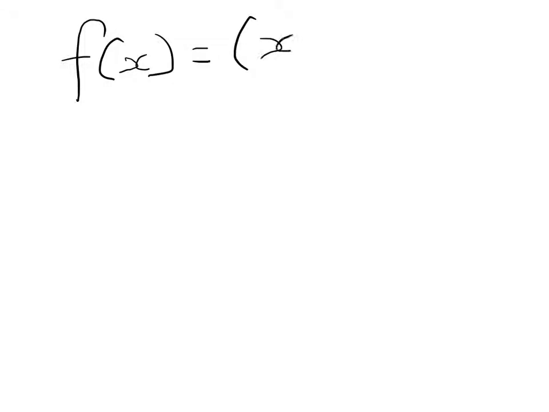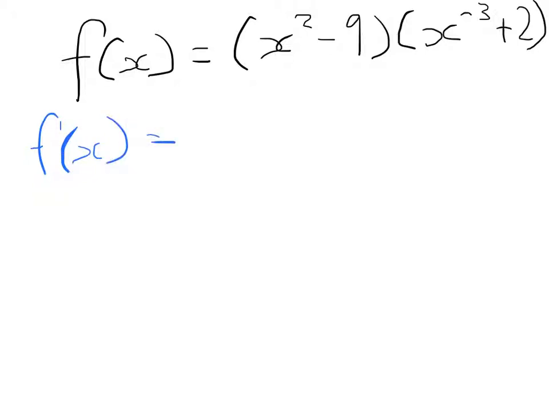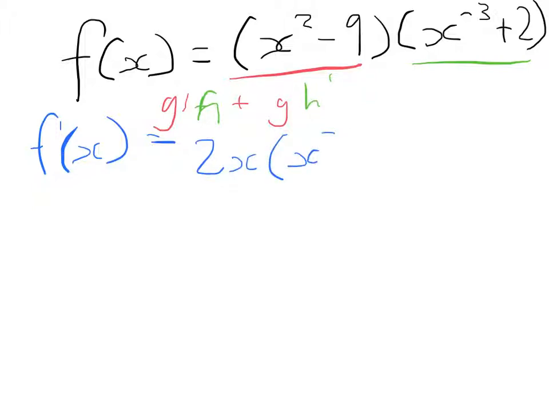So if we had one like this, f of x equals x squared minus 9 times x to the negative 3 plus 2. Right, well, what we've got here, again, we just differentiate each part. We differentiate the first part and multiply by the second one. So f dash of x equals, well, I'm going to put little lines underneath the different parts so that we know which one is which. First of all, we're going to do g dash f, or h, and then we're going to do plus g h dash. The order doesn't really matter. So g dash is going to be 2x times h, x to the negative 3 plus 2.